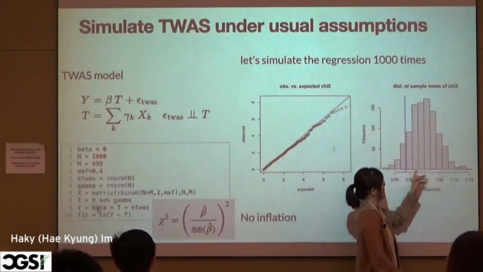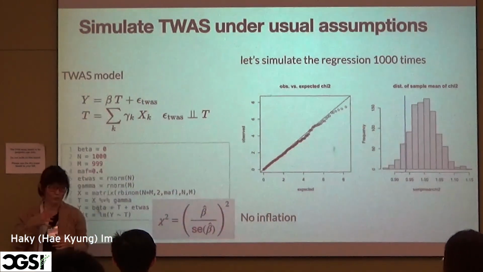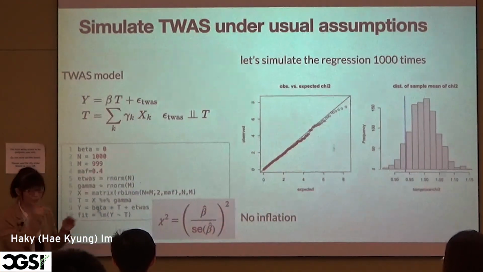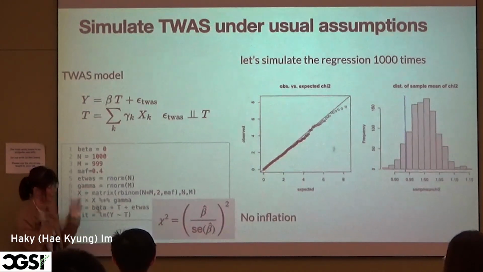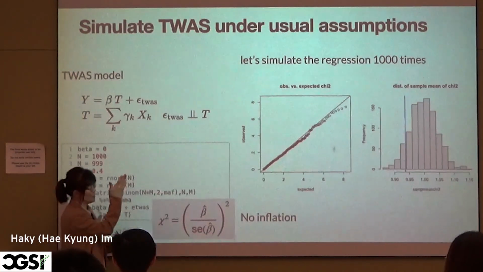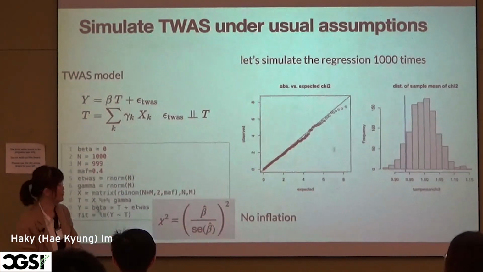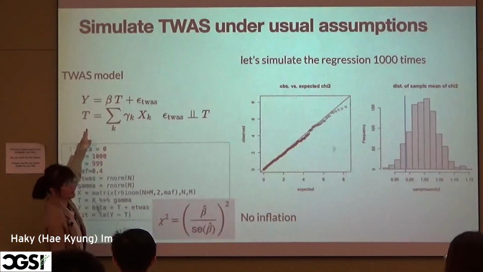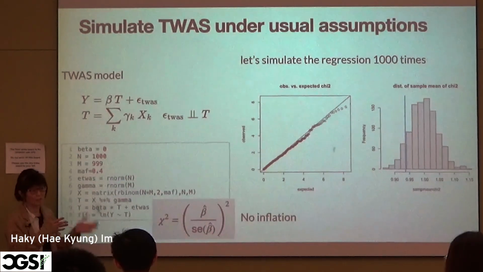The gray bars show you the normal variation you would expect if you take a standard chi-square with 1 degree of freedom 1,000 times and take the sample mean. So this says that if the error is independent of your predicted expression, then you're good, right?